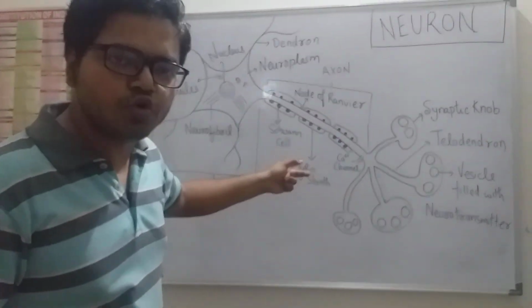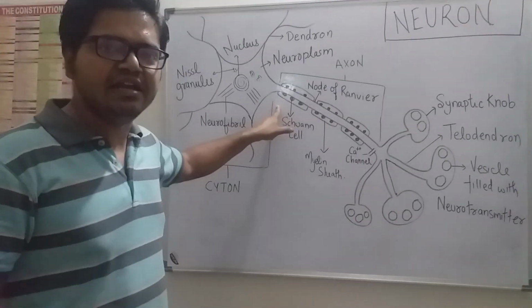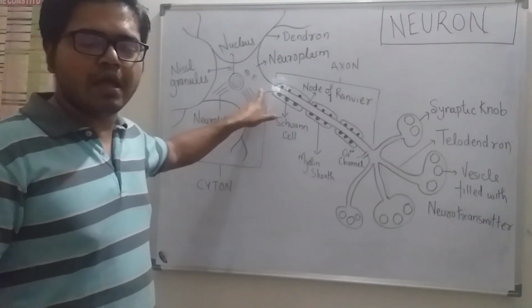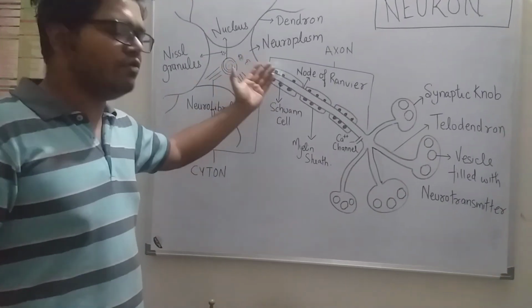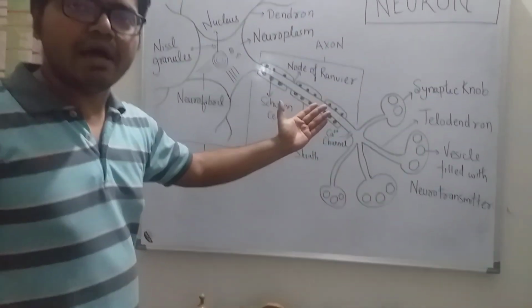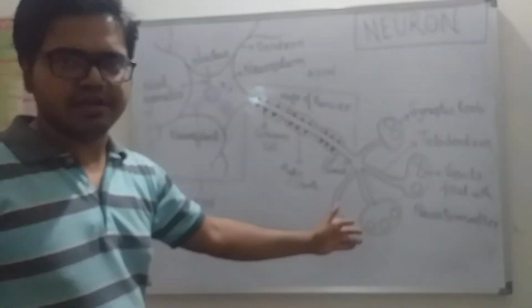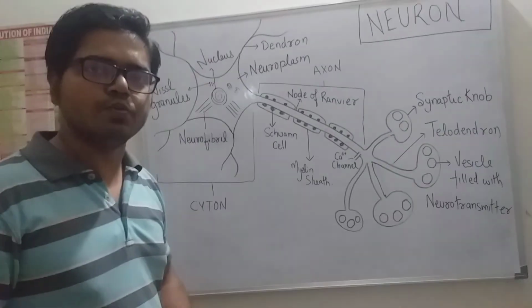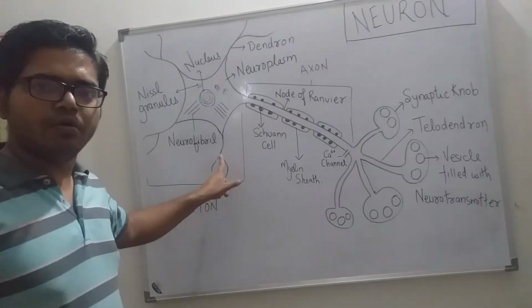However, centrosomes are absent in neuron. Because of this, neurons are not capable of doing cell division because centrosomes are absent. Okay, thank you.